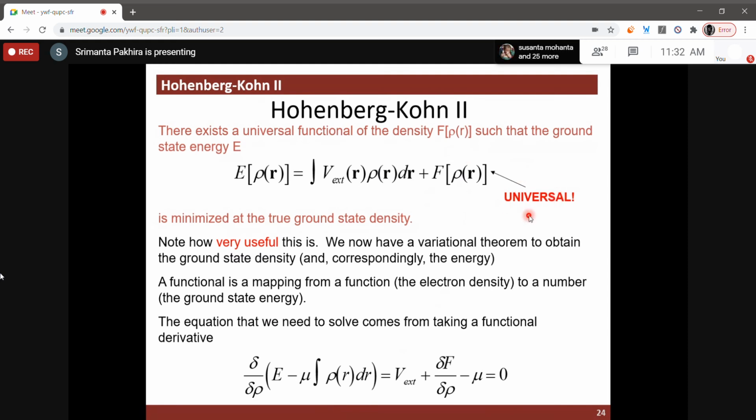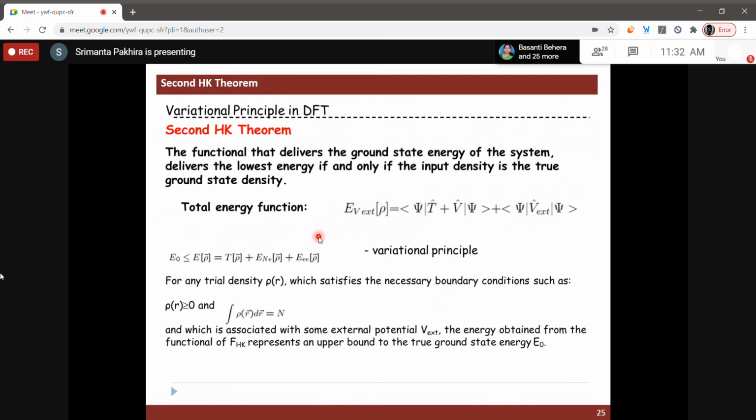If it is universal, then it is very useful to minimize the energy, and we get the ground state energy. And using the functional, what is the statement they made, the variational principle in density functional theory? The functional that delivers the ground state energy of the system also delivers the lowest energy if and only if the input density is the true ground state density. Then if we write down E_v[rho], by applying the variational principle, it would be greater than or equal to E0, where E0 is the ground state energy. That was the second theorem of Hohenberg.